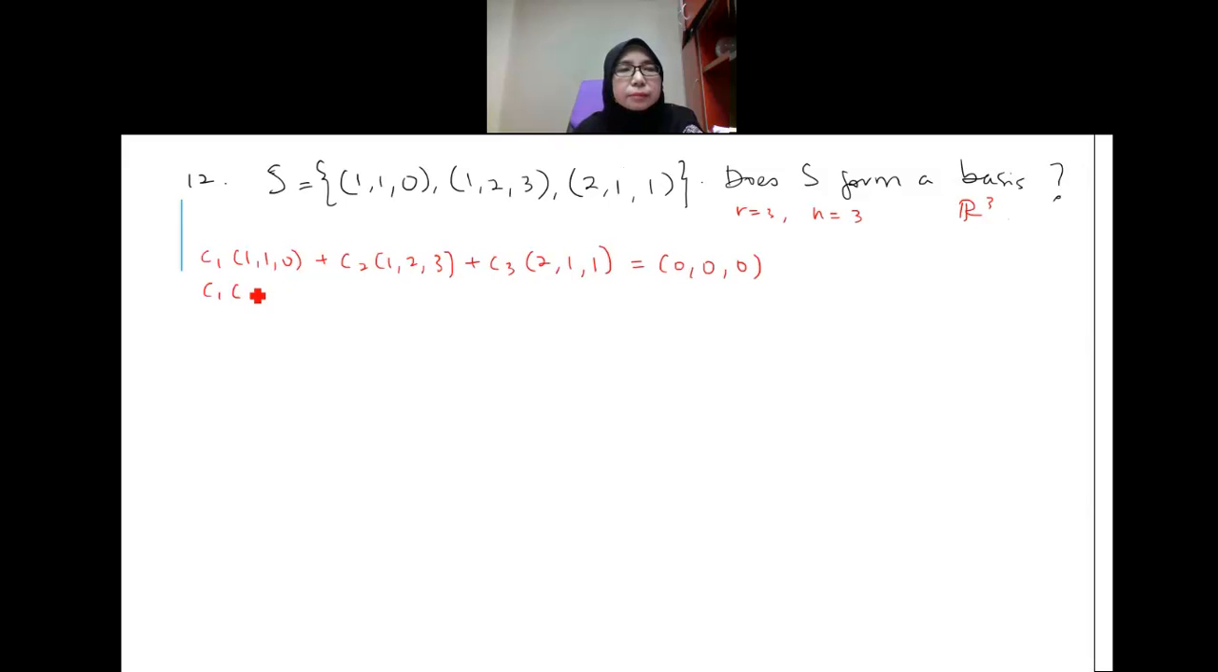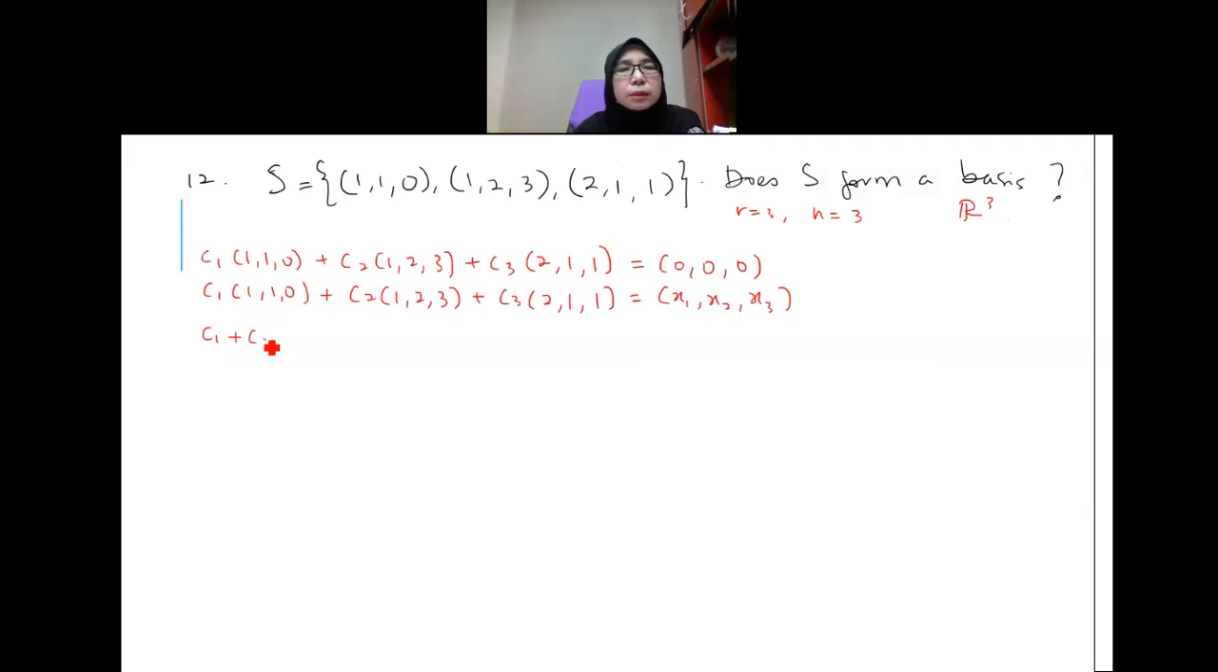For spanning, take any arbitrary vector in R3. So you can write here x1, x2, x sub 3. Okay, done. Then write it as a linear system. The first equation is for the first component.